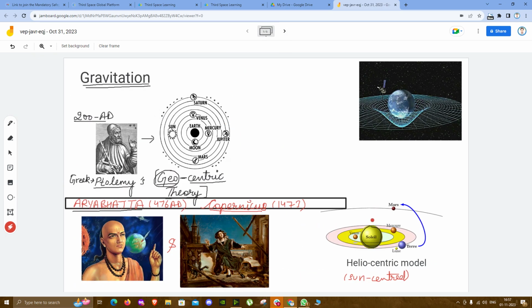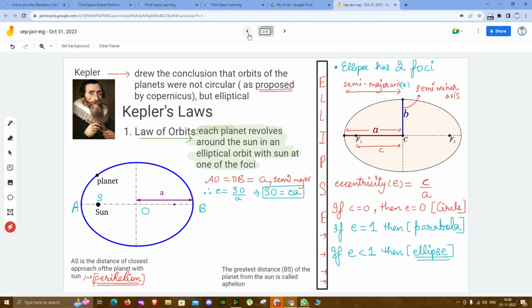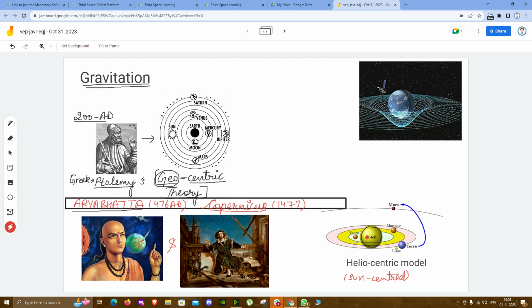The observations were done by a Danish astronomer, from Denmark, whose name was Tycho. Tycho made accurate measurements of the positions of stars and planets. That data was analyzed by the scientist Kepler. Kepler was the astronomer who analyzed the data of the Danish astronomer.